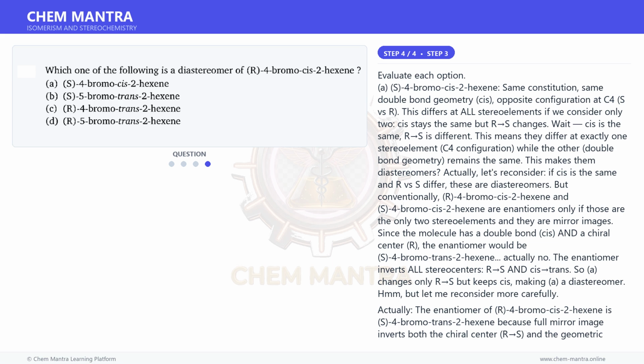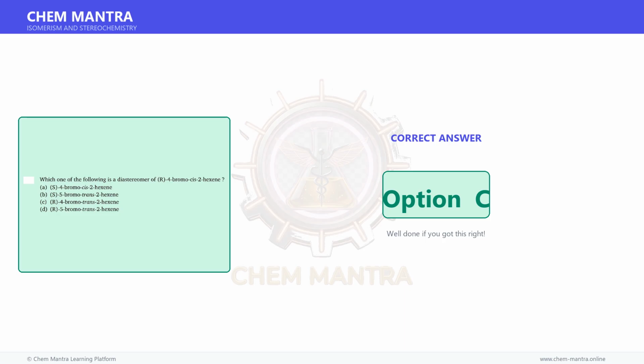Conclusion. The diastereomer of R-4-bromo-cis-2-hexene is R-4-bromo-trans-2-hexene, which is option C. It has the same molecular connectivity and the same R configuration at C4 but differs in the double bond geometry, trans instead of cis, making it a diastereomer. Therefore, the correct answer is C. Therefore, the correct answer is option C.